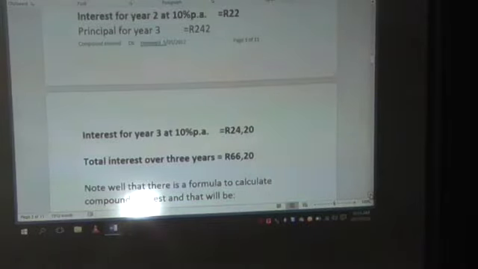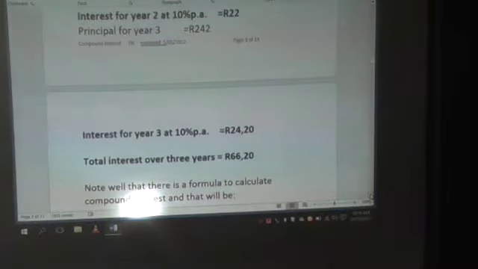Now, the principal for year 3 was 242. You find again 10% of that. You get 24 rand 20. So the total interest over the 3 years is 66 rand 20. Now, there's a special formula to find compound interest. Here we calculated it year by year just to show you what happens each year. And the final interest here for 3 years is 66 rand 20. Whereas in simple interest you only got 60 rand. So in compound interest, you can see that you're getting 6 rand 20 extra.